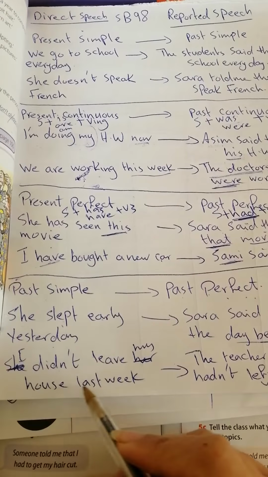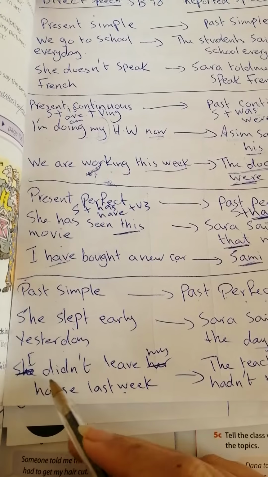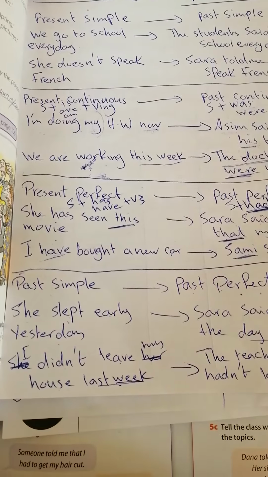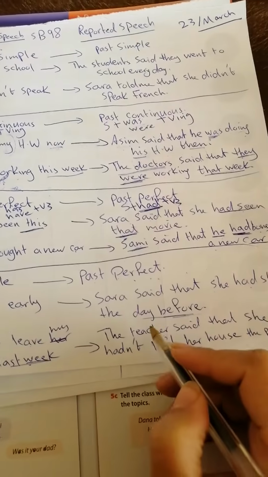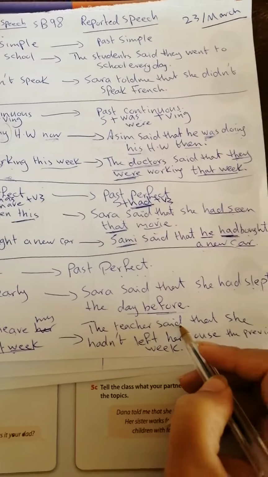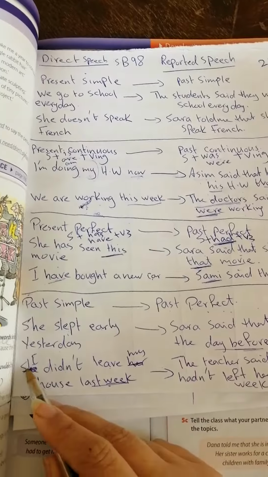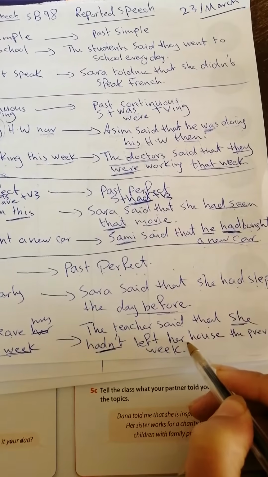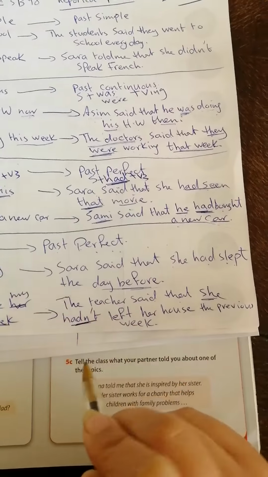I didn't leave my house last week. Who said that? The teacher. The teacher said that I becomes she, hadn't left her house the previous week.